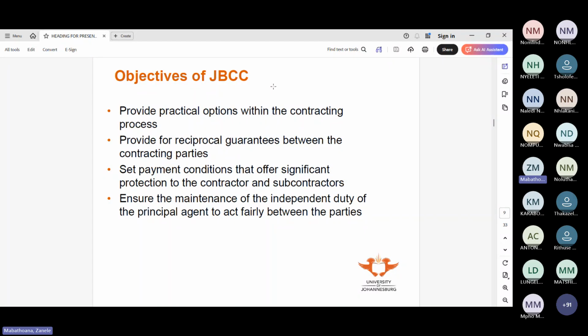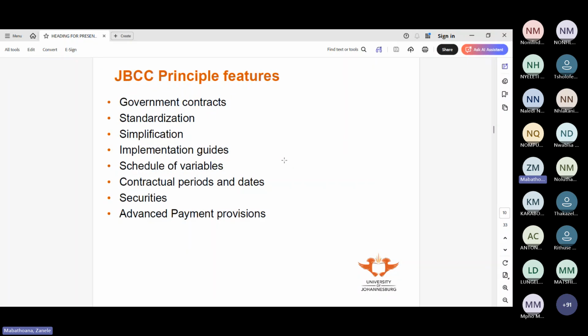They have to discharge their duties as a professional. They have to be fair. So they can't take the employer's side only because the employer is paying them. So the way the contract is structured is also to ensure that the principal agent's independent duty is maintained and he's not compromised in any way. So those are the principal features.